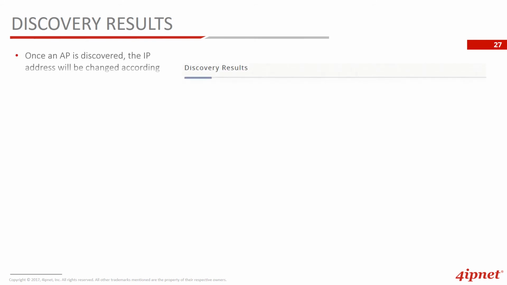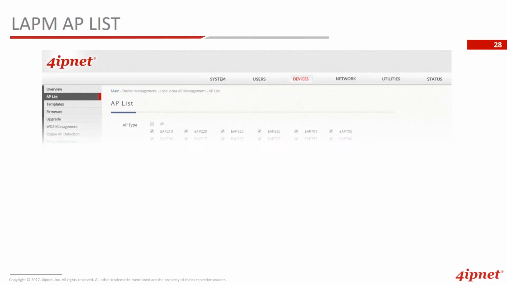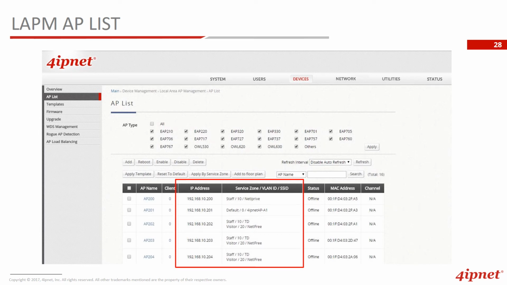After all parameters are determined, click Scan Now, and the page will be automatically refreshed to the discovery results. So when the action is in progress, you will notice the notification on top of the discovery results: Discovery is in progress, also indicating the number of APs found. After the action is completed, the sentence disappears. Once an AP is discovered, the IP address will be changed according to the assigned service zone. Furthermore, you'll be able to change the AP name, password, template, and channel.